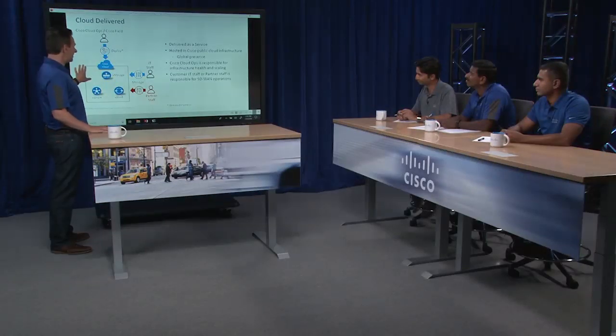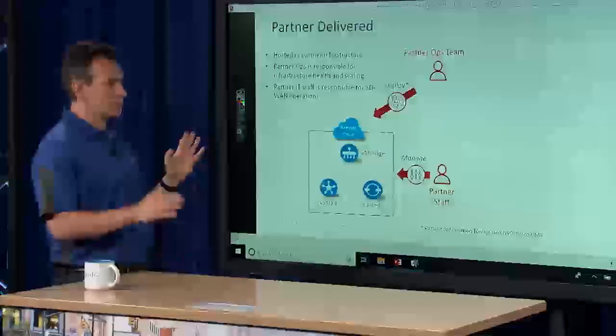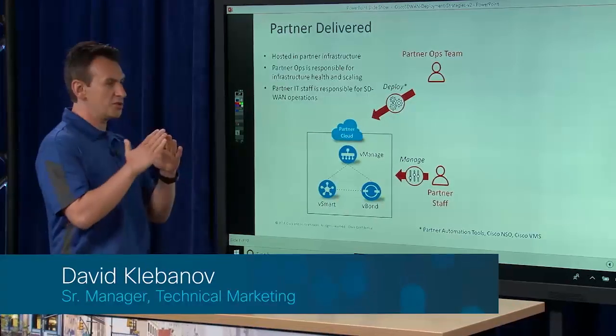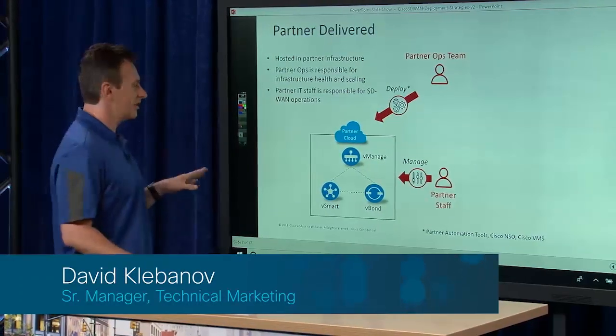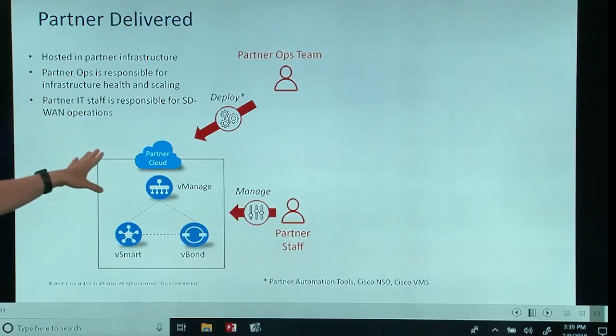All right, so let's look at the second one. The second one is a little bit trickier. This is the partner delivered, right? Again, we already touched on that before. So we are actually going to split the partner delivered solution into two pieces. The first one is the common one that we talked about, when the partner operates their own backend.